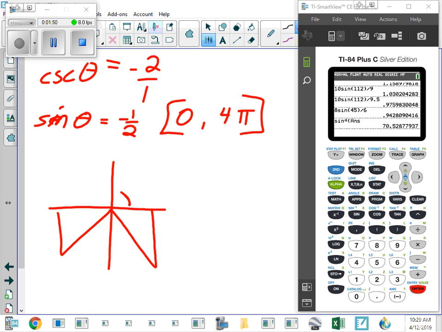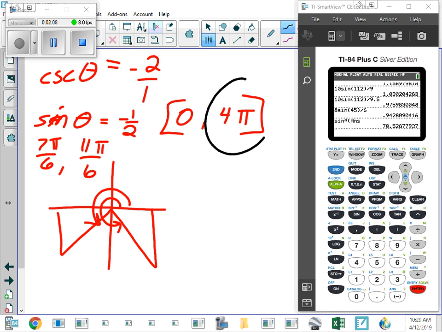So this angle in quadrant 3 is 7 pi over 6. And then this angle in quadrant 4 is 11 pi over 6. But that's only one rotation, and I want to go out to 2 rotations. So I take my first answer of 7 pi over 6, and I go around again.